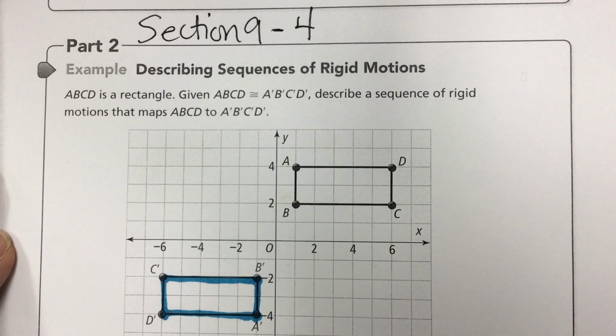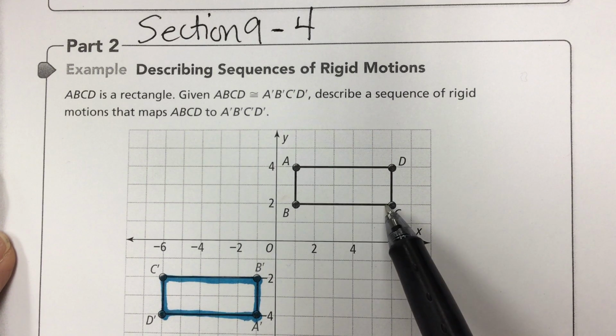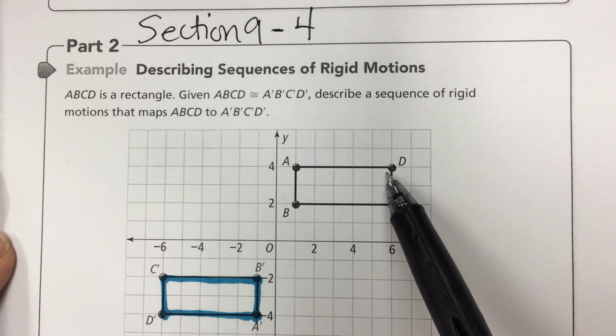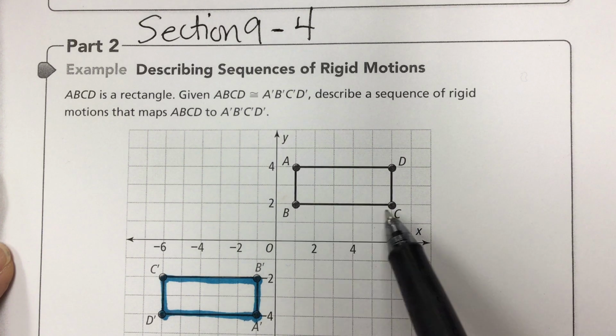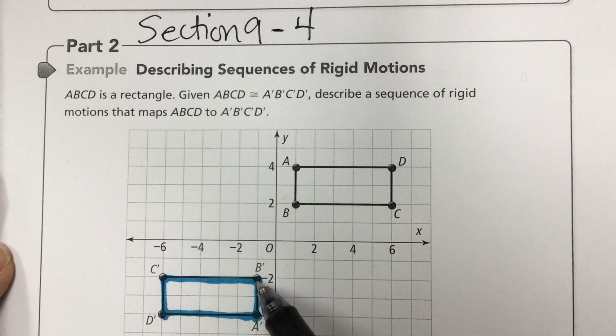Section 9-4, Part 2, describing sequences of rigid motions. ABCD is a rectangle. You are given that this rectangle is congruent to rectangle A'B'C'D'. Describe a sequence of rigid motions that maps ABCD to A'B'C'D'.